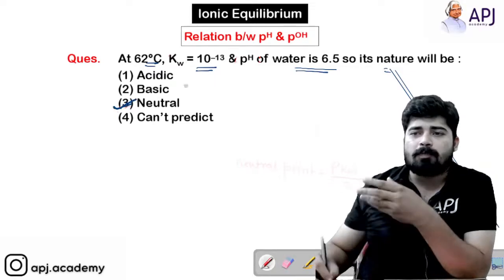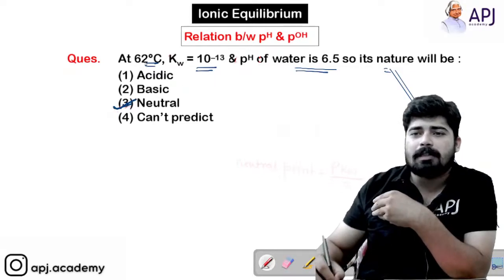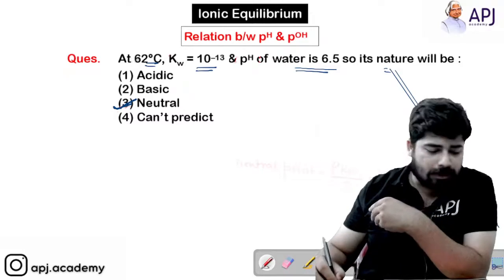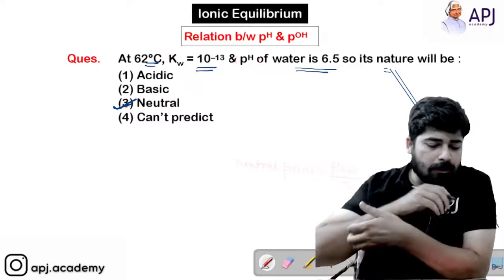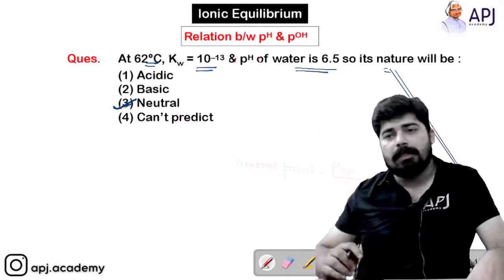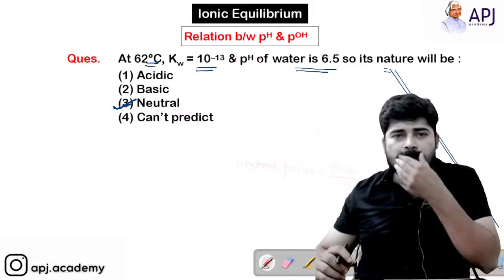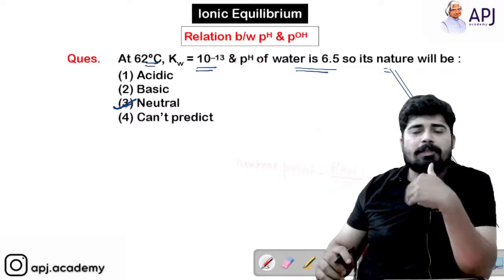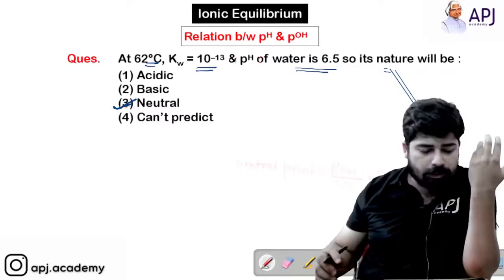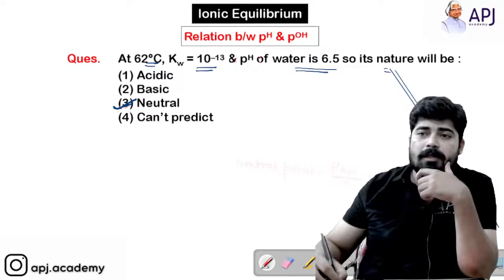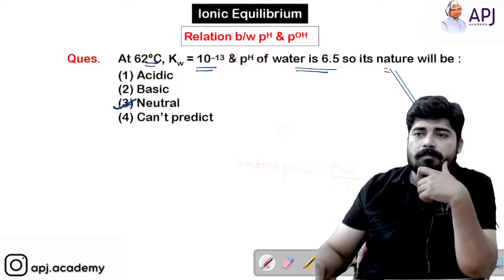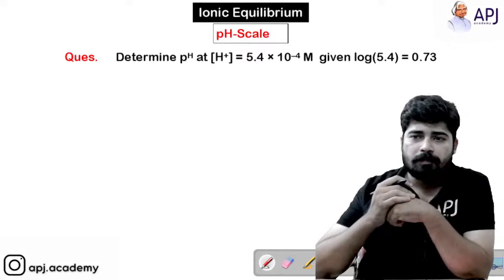Whether it's 6.5, because here they have given the temperature as 62 degrees Celsius. So for 62 degrees Celsius, the pH will always be lesser. As temperature increases, the pH will decrease as the concentration of H plus ions increases. So the answer will be neutral. Hope that is clear for you.